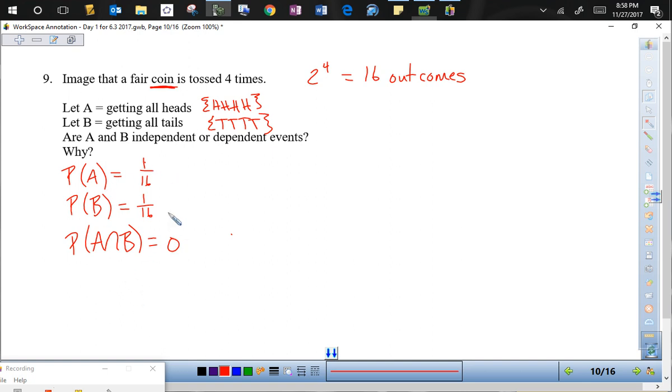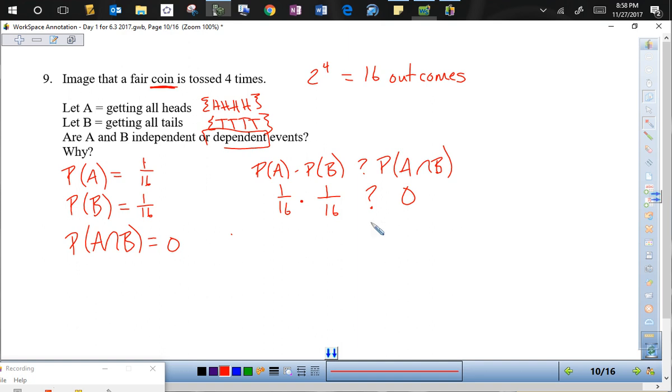Now, I hope that's enough to tell you that these have to be dependent, okay, because when we look at the product, we've got a number, 1 over 16, times another, 1 over 16. And there's no way that can be 0, because neither of those was 0 itself. So, A and B are dependent events.